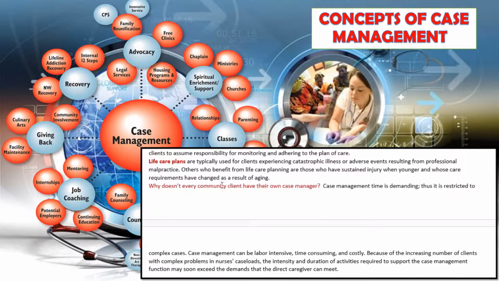Why doesn't every community client have their own case manager, you may ask? Case management is very time demanding. It is restricted to complex cases. It is labor intensive, it is time consuming, and it is costly, but it's very beneficial, okay? Because of the increasing number of clients with complex problems, nurses' caseloads and the intensity and length of activities required to support them have put a lot of demand on healthcare.